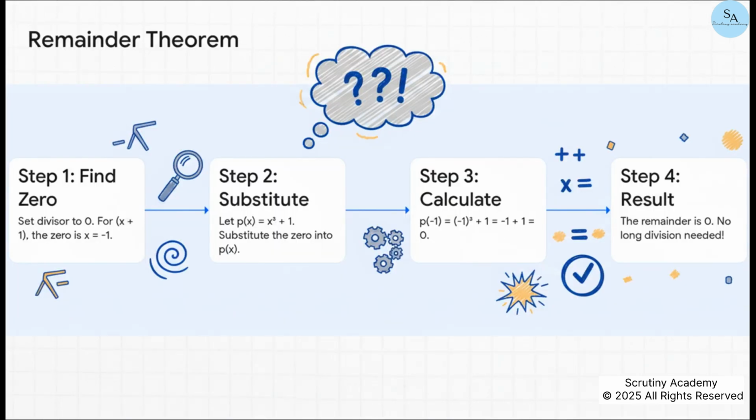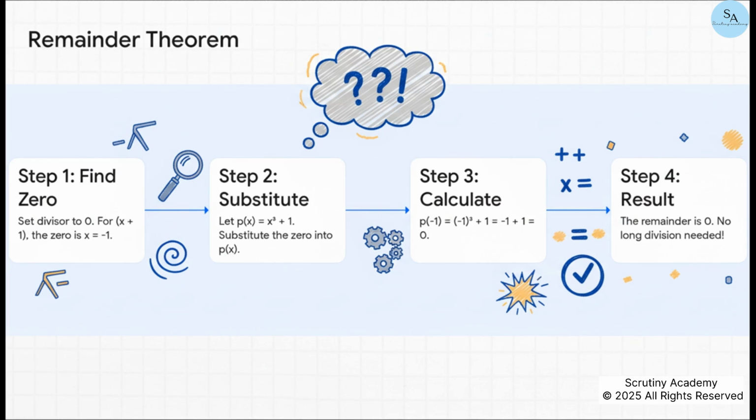We want the remainder for x cubed plus 1 divided by x plus 1. Okay, step 1. Find the 0 of the divisor x plus 1. Well, that's just negative 1, right? Step 2. Now we plug that negative 1 into our polynomial. We get negative 1 cubed plus 1. Step 3, let's calculate. That's just negative 1 plus 1, which equals 0. And that's it. The remainder is 0. Done. No long division, finished in seconds.